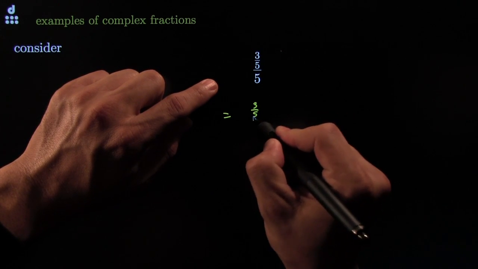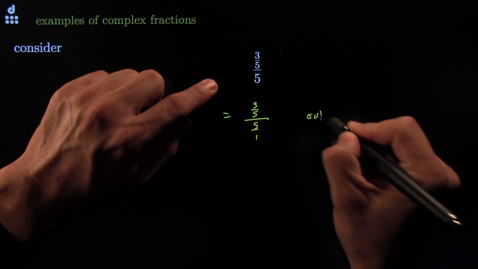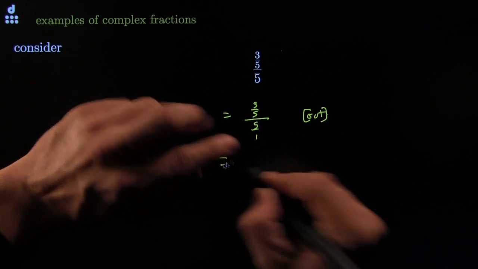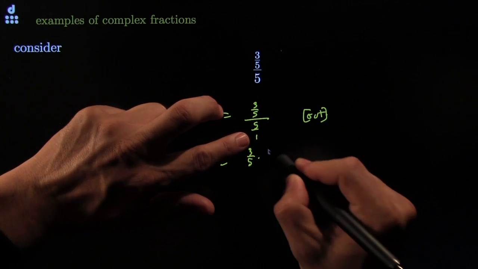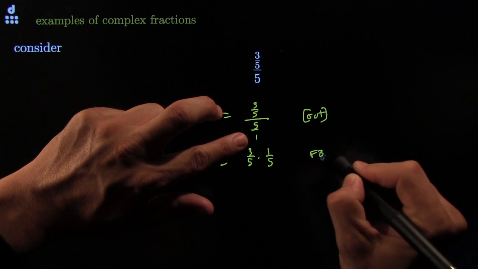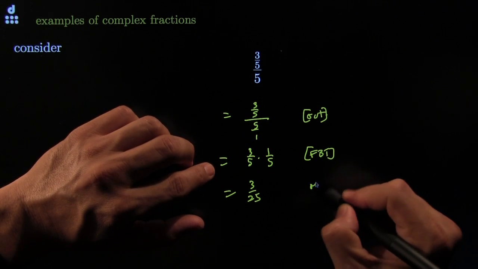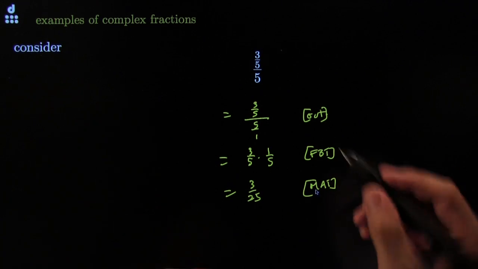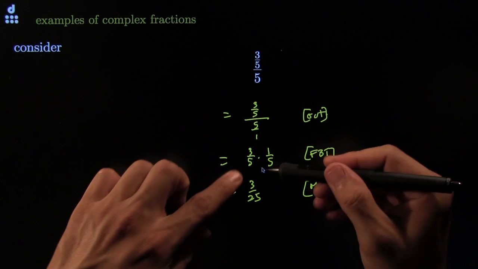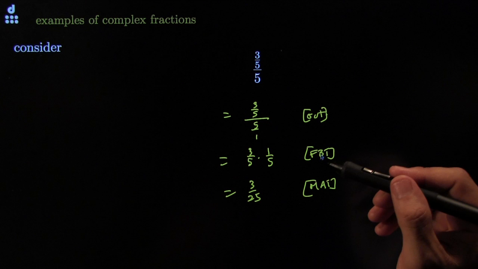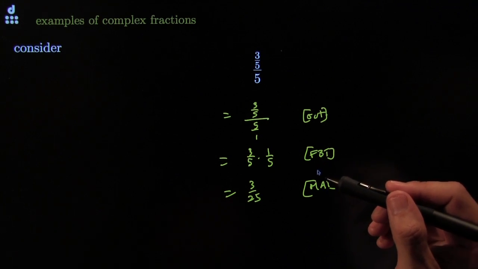So this is 3 over 5, all over 5 over 1. This is by the out theorem. And then you can flip the bottoms, because now the bottom looks like a fraction. Flip the bottoms theorem, and then take it from there, multiply across, 3 over 25. Multiply across theorem. Of course, you could also get from this step to that step just using definition of a over b. Alright, that wasn't so bad.